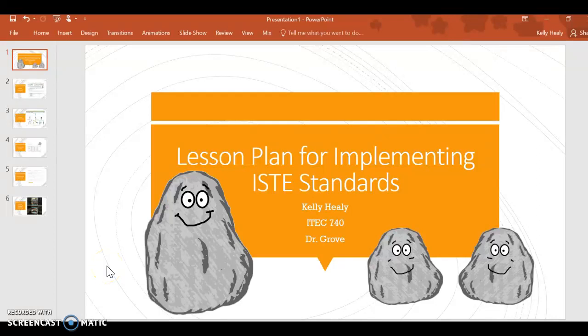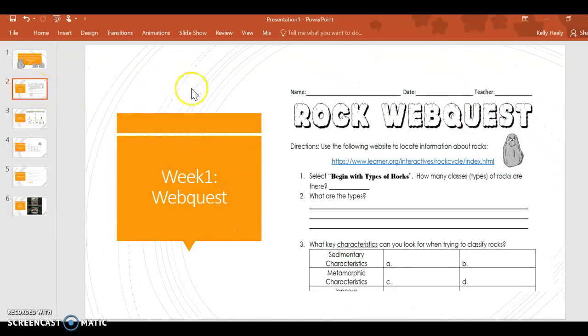I wanted to go over my I Am a Rock lesson plan for implementing the ISTE standards. This lesson plan was created for 3rd grade. I met with 5 classes of 3rd graders over a 4-week time frame, with each class meeting in the computer lab for 45 minutes. Week 1 began with a rock web quest.